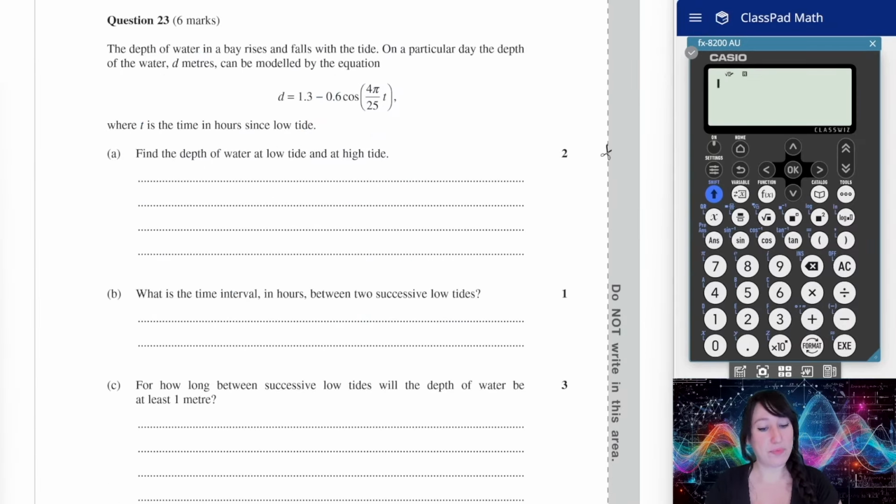Question 23. The depth of water in a bay rises and falls with the tide. On a particular day, the depth of the water, d meters, can be modeled by the equation d equals 1.3 minus 0.6 cosine of 4 pi over 25 times t, where t is the time in hours since low tide. Part A, find the depth of water at low tide and at high tide. So let's think about this cosine function and the transformations.